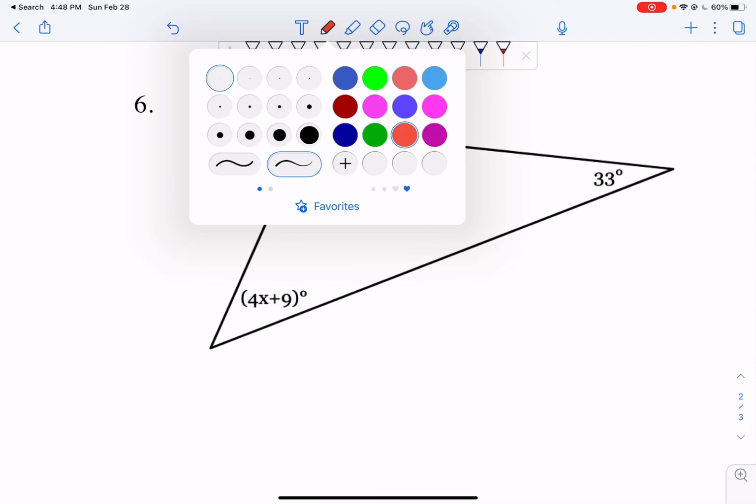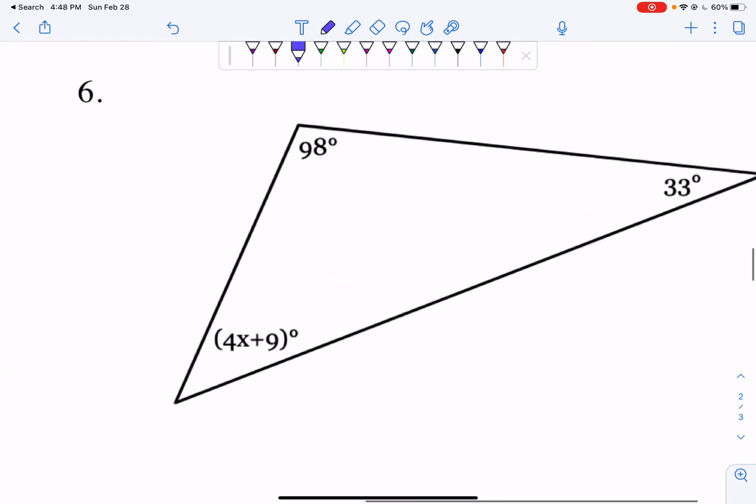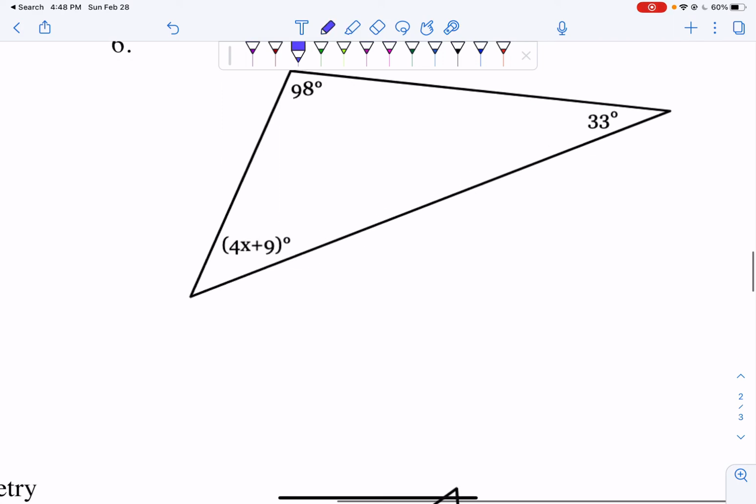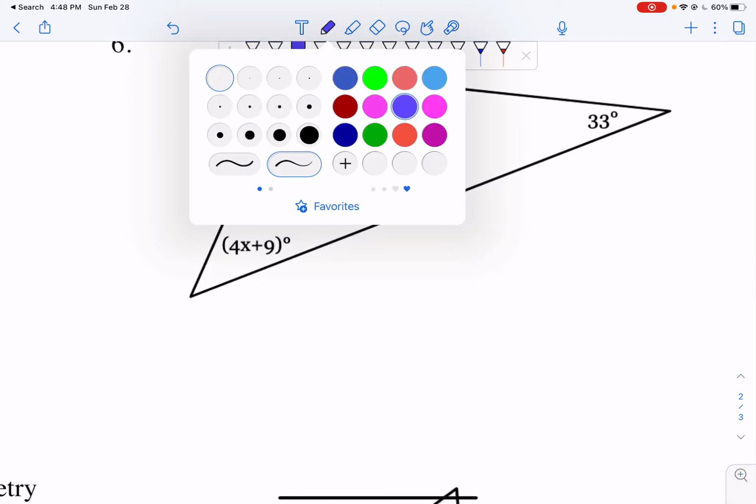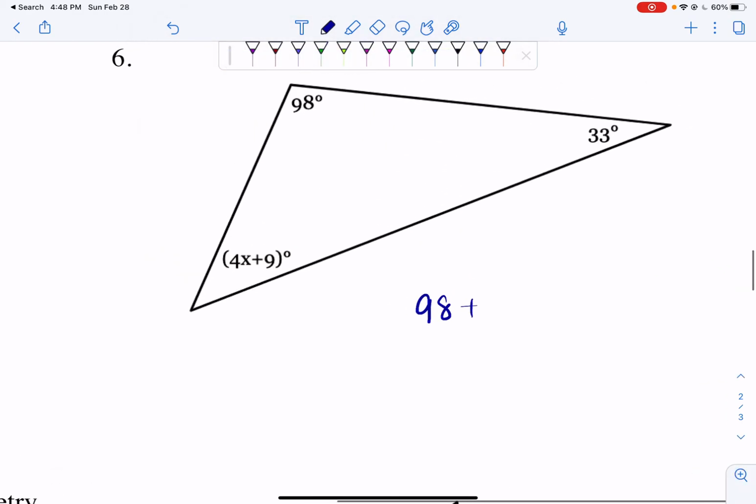I have one more. After this, we're done. Wait, no, we have one more question. We have a digging deeper. Okay, so for this one, I do my setup. I have 3 interior angles. I have a 98, 4x plus 9, and a 33. I add them up, and I set them equal to 180. So I have 98 plus 4x plus 9 plus 33 equals 180.